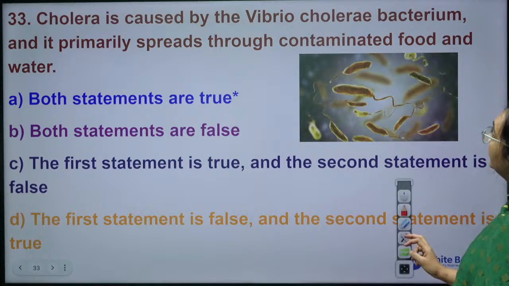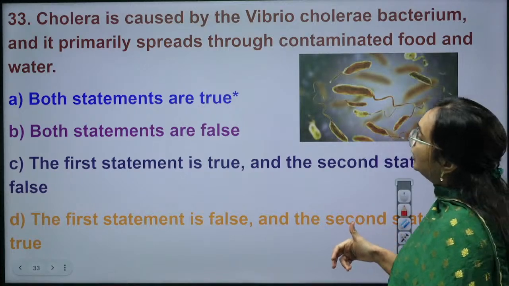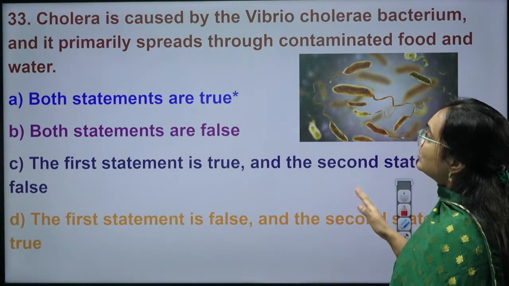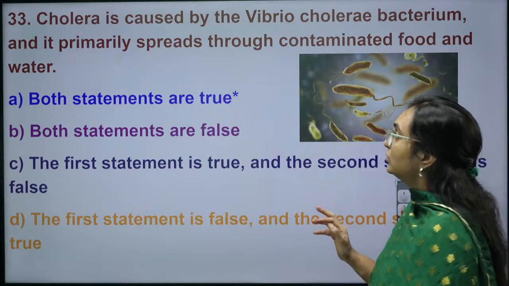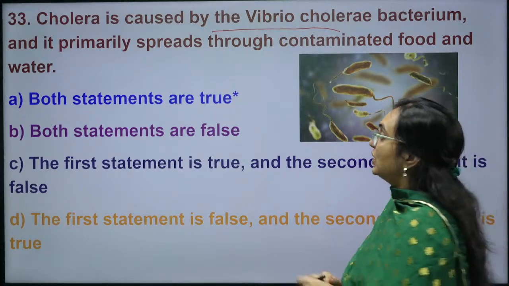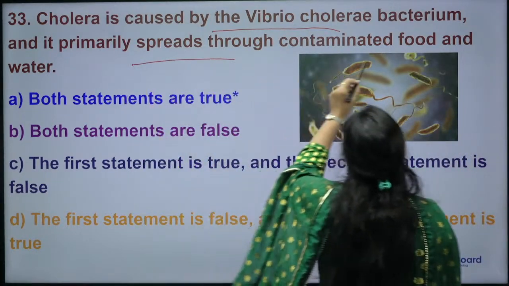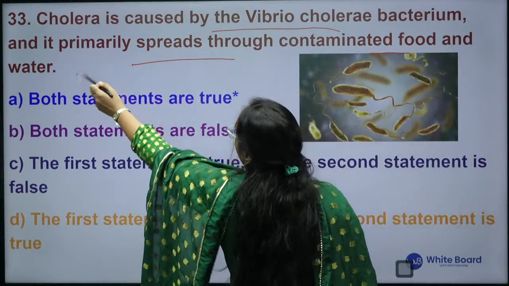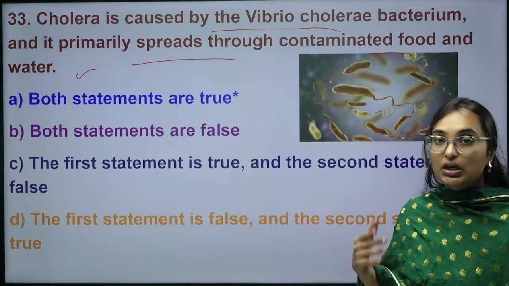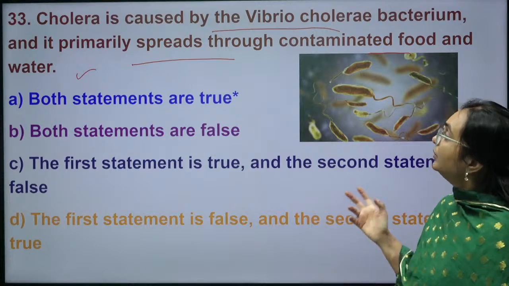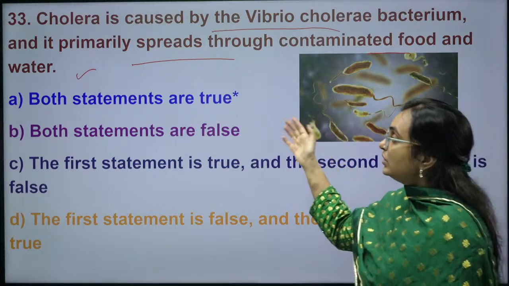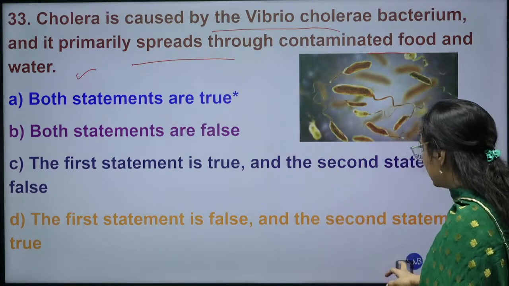Cholera is caused by the Vibrio cholerae bacterium, and it primarily spreads through contaminated food and water. Cholera, Vibrio cholerae, we already came across. So the first statement is true. The next statement: it spreads through contaminated food and water. That's why cholera occurs. Food and water contamination leads to the bacterial infection, cholera. So both statements are true. Answer is A.